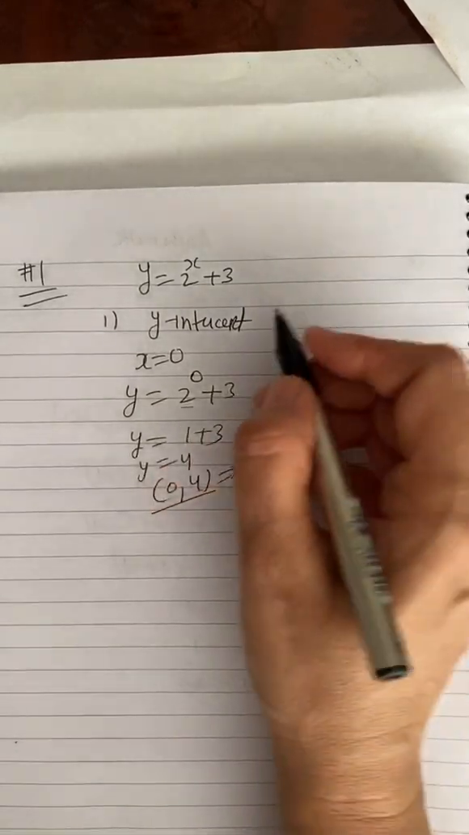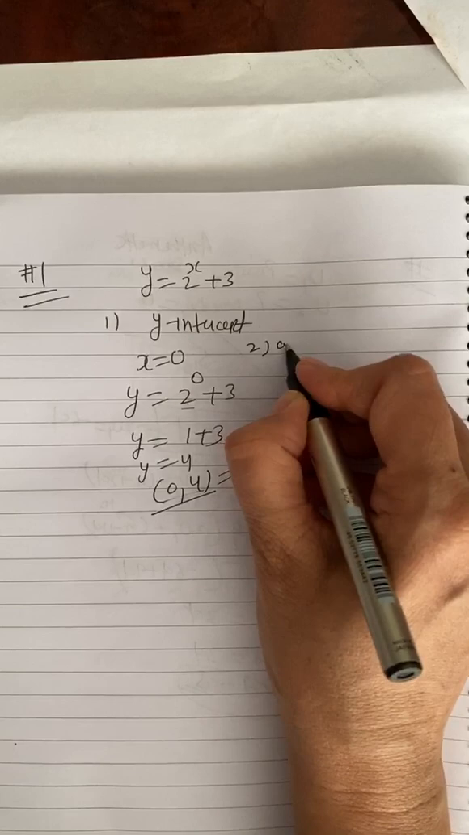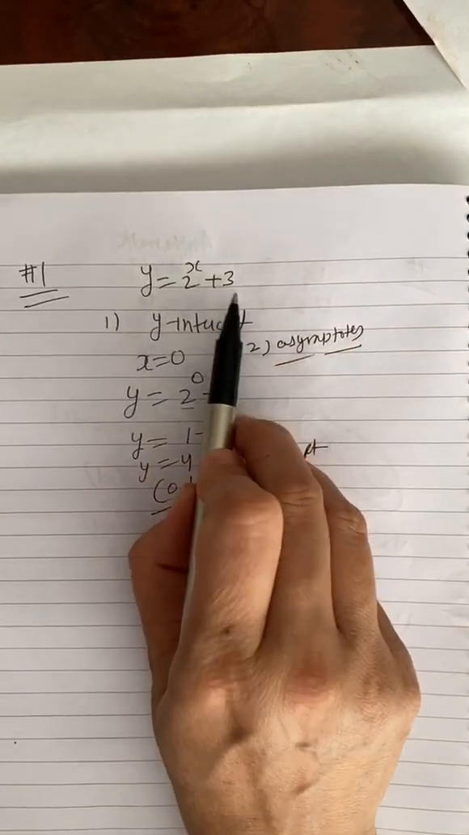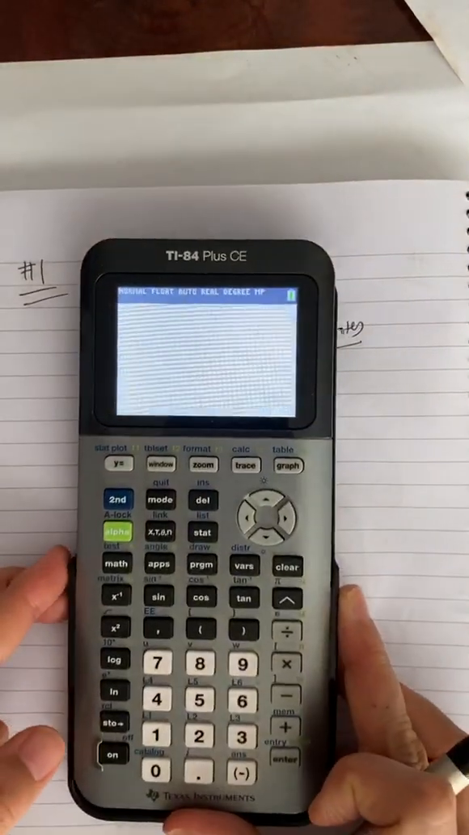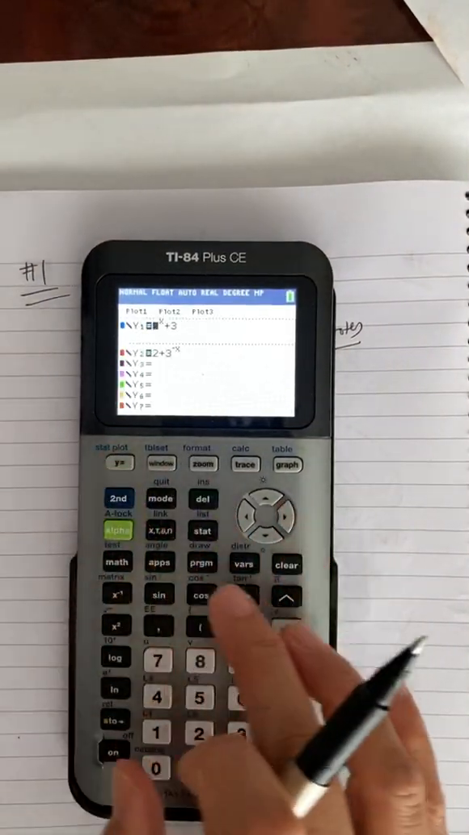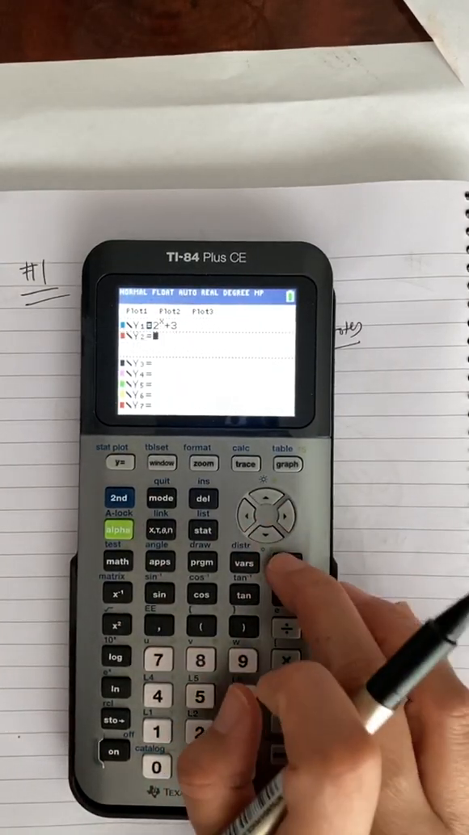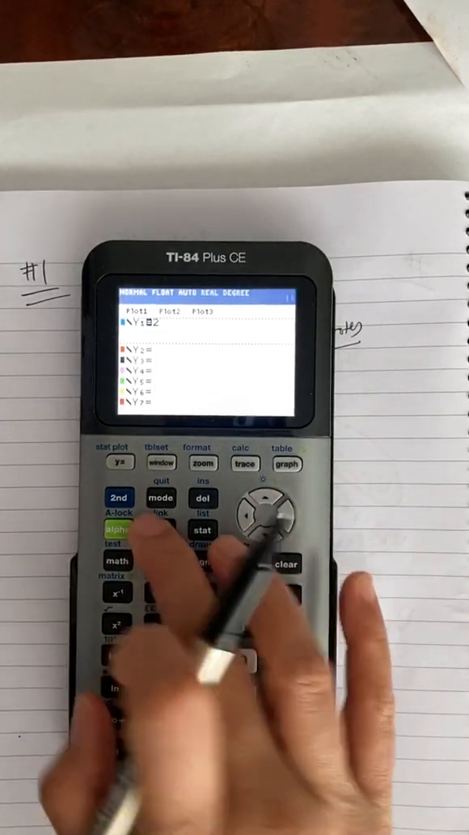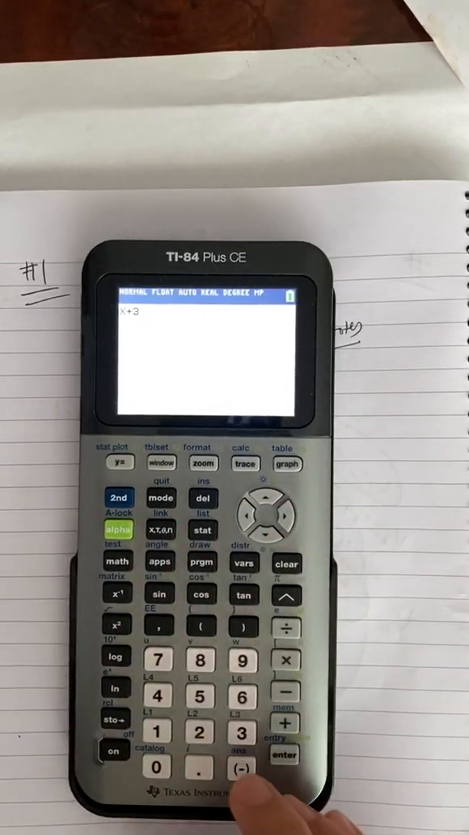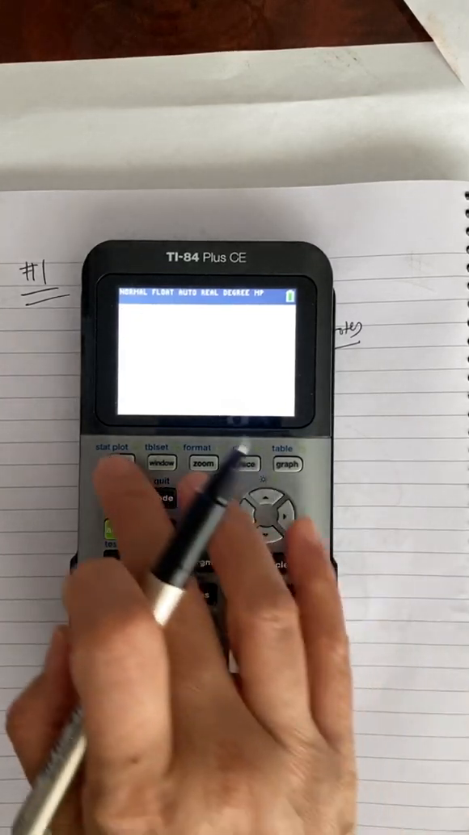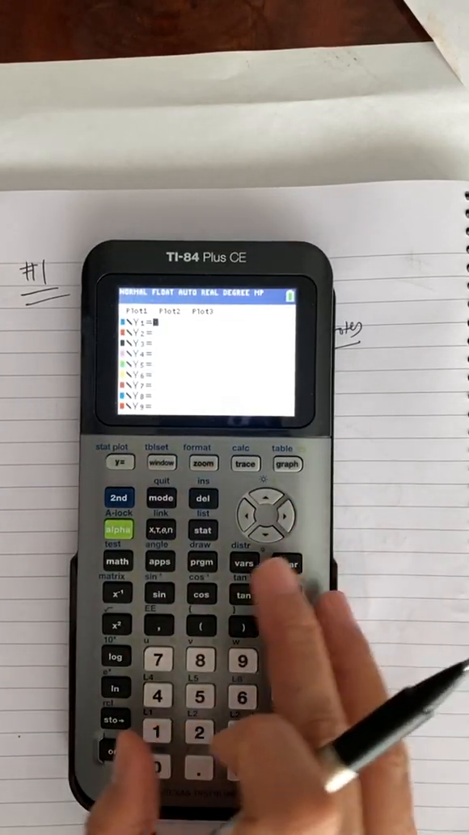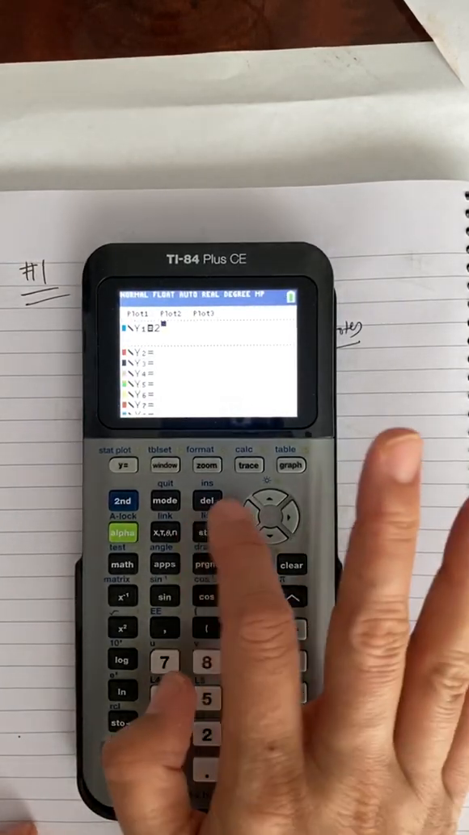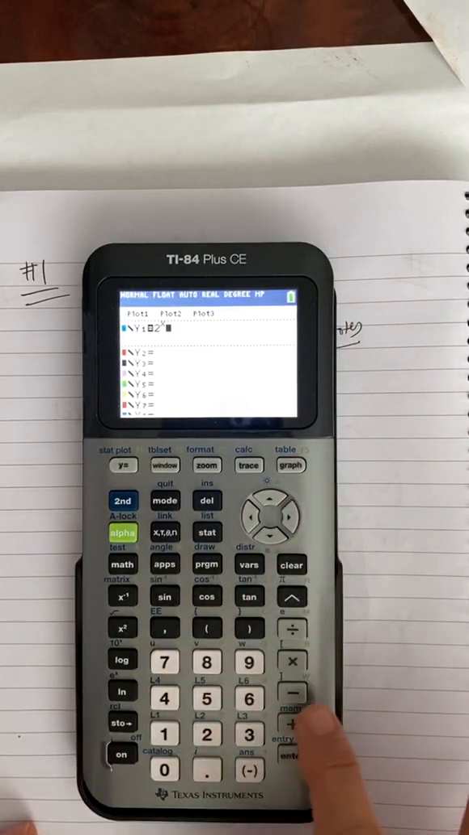The second one they are asking is to find the asymptotes. And you can find the asymptotes by sketching it. y is equal to 2 raised to power x plus 3. So y is equal to 2 to the power of x and then plus 3.